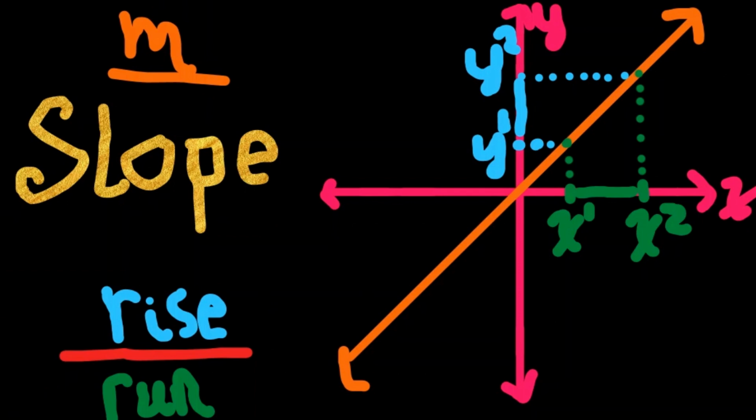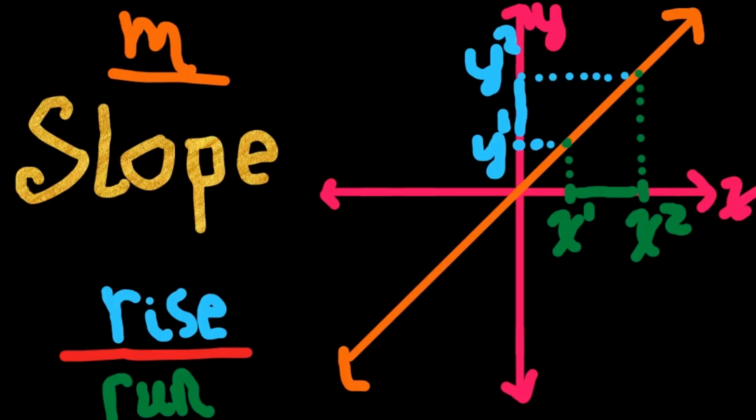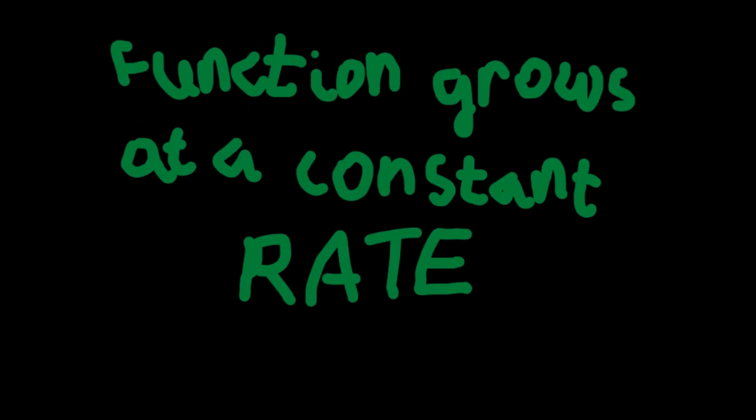And so linear growth has it that this slope is always the same, no matter what the x1 is, no matter what the x2 is, this ratio will always be the same. The rise over the run will be some constant value. And so the slope is constant. And so for a function to have linear growth, it must grow at a constant rate.